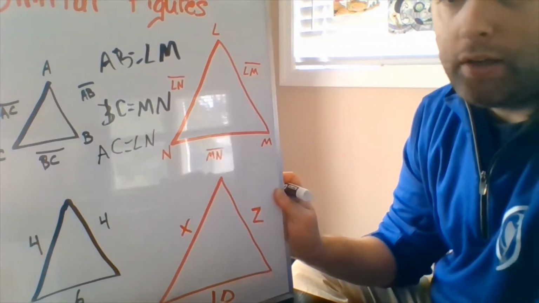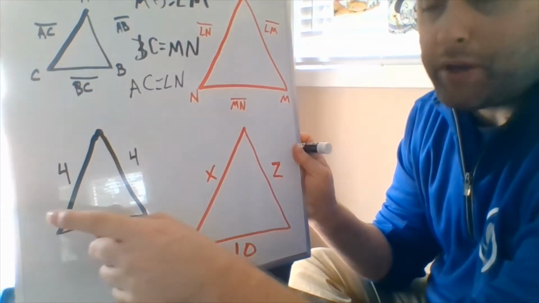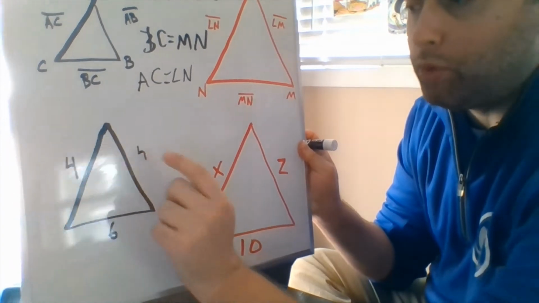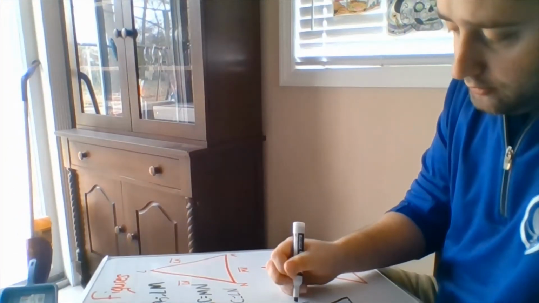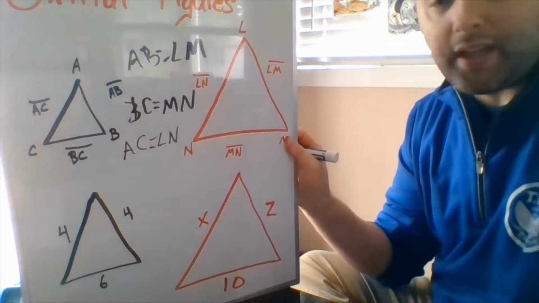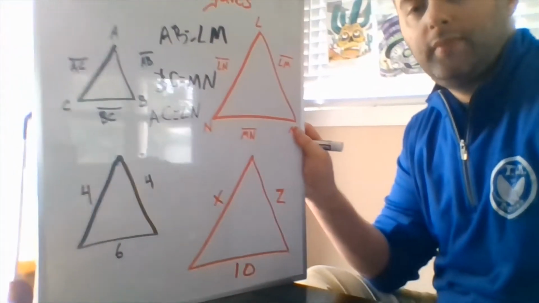So here you have the little triangle now has measurements. The two sides are the same. They're 4 and 4, and the bottom is now 6. Sorry, I erased that. The bottom is now 6. There we go.